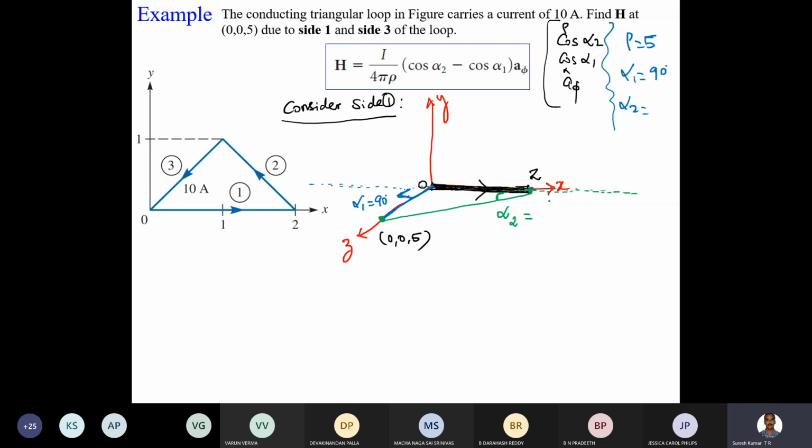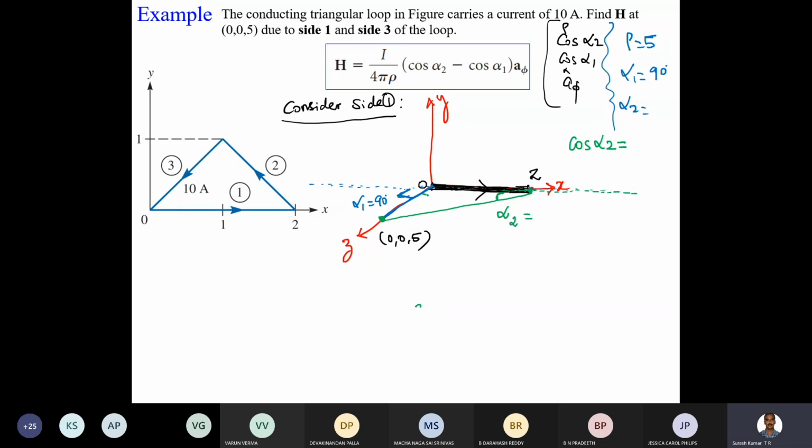How much is alpha 2? So don't directly calculate the alpha 2 angle, it's not required. Anyhow, we need to replace this term, cos alpha 2 is required. So directly calculate cos alpha 2. So what is cos alpha 2?